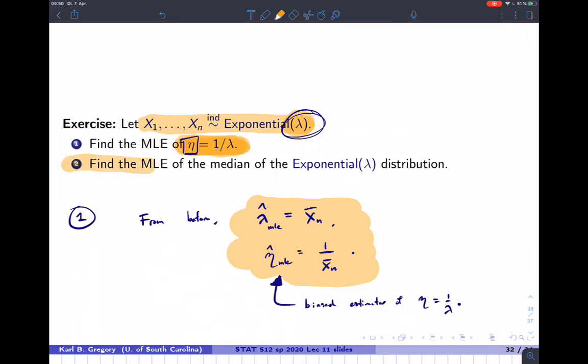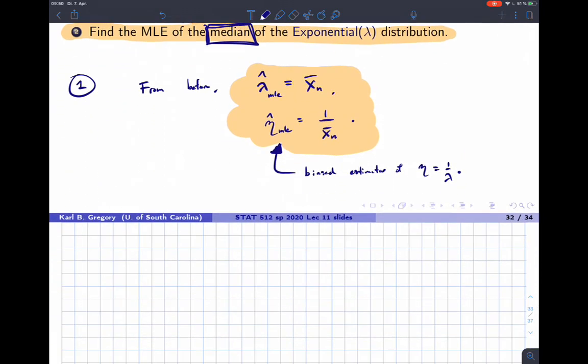How about something that looks pretty different? What if we have an exponential distribution and we want to estimate the median? Okay, we know this lambda is like the expected value. So it's like the mean of the exponential distribution. But let's say we want to estimate instead the median. Let's think about how we would use maximum likelihood to estimate the median.